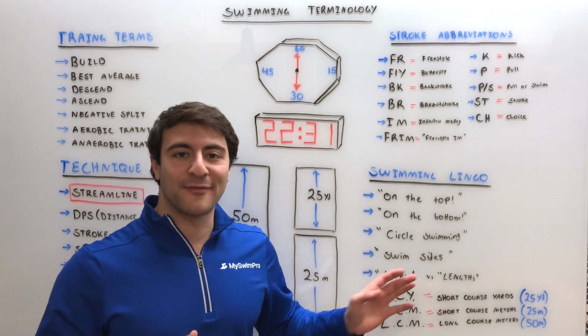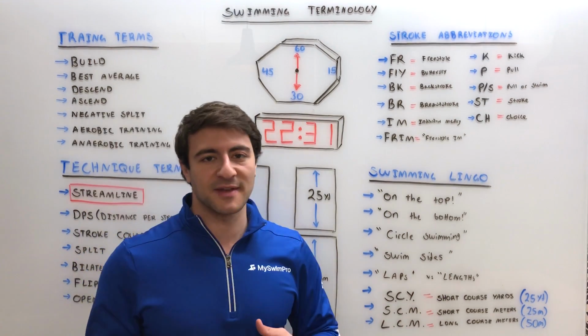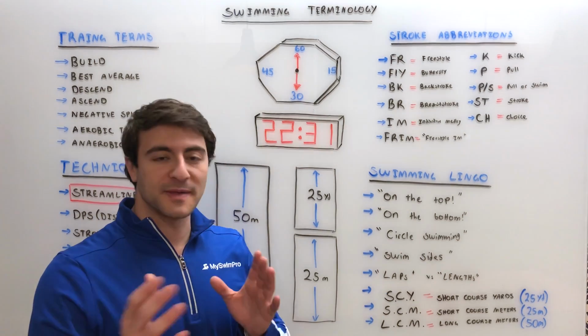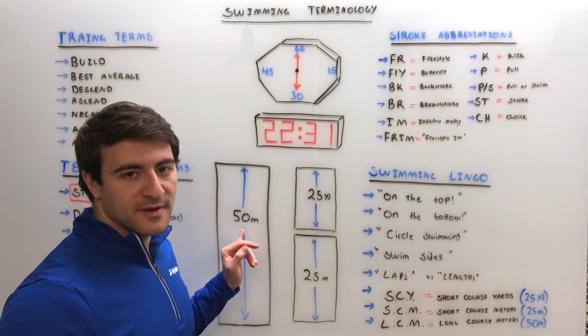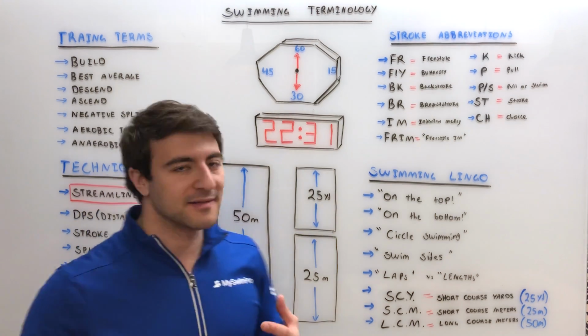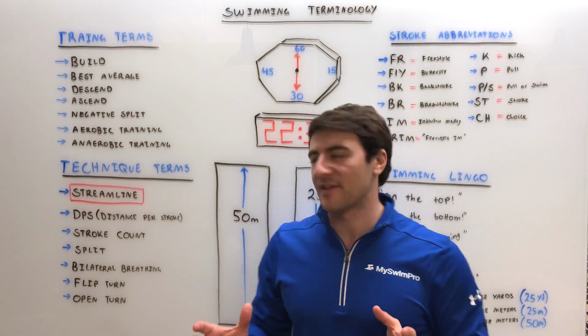I don't believe there's a 50-yard pool. There might be one out there, but most of the time, if you're outside the United States, it's going to be meters, and it'll be a 25-meter pool or a 50-meter pool, which is the Olympic distance. Now, there are a few other technical terms that we want to make sure that we know.